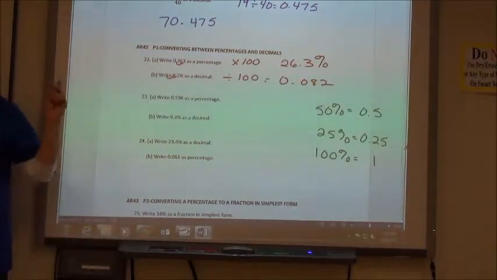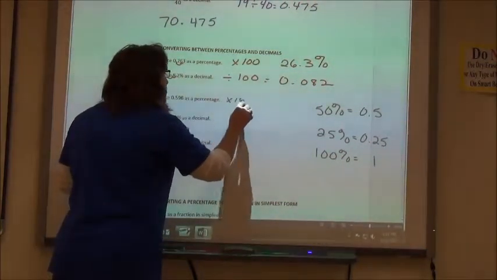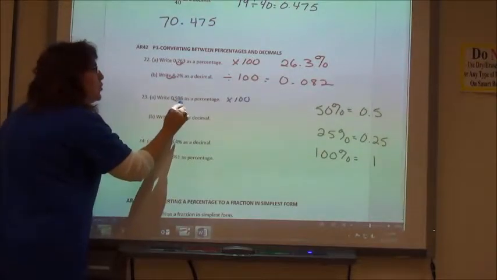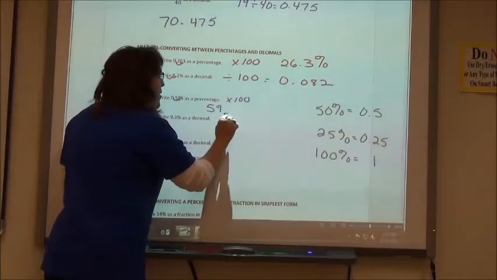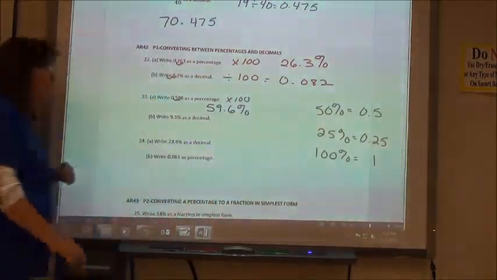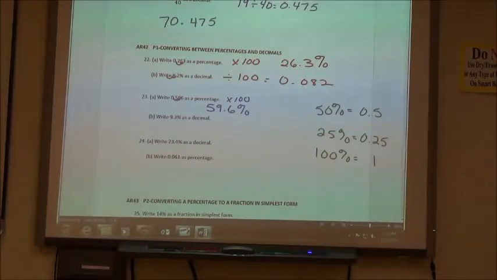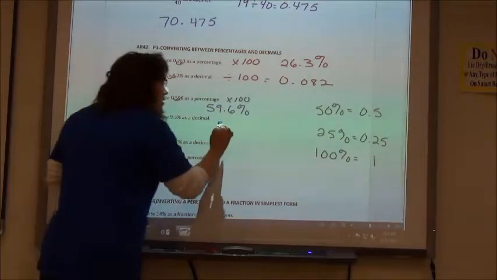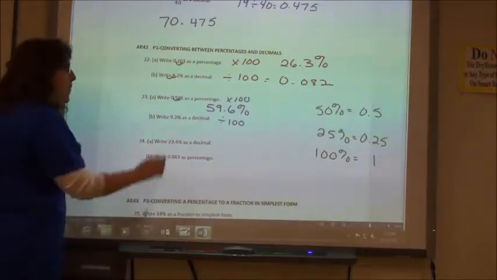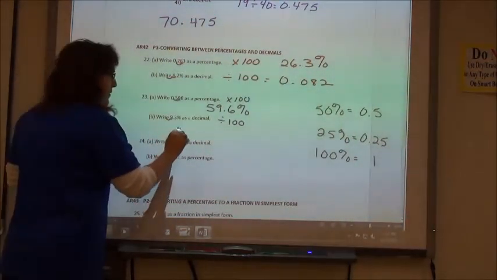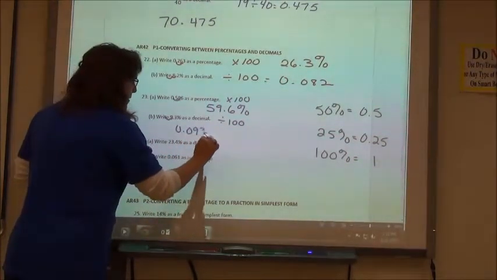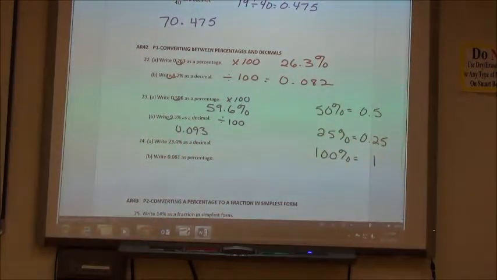0.596 as a percent. I'm going to multiply it by 100, which moves my decimal 2 places, and what am I going to get? 59.6%. Right. 0.93 as a decimal. I'm going to divide by 100, which moves my decimal back 2 places. And so I'm going to get 0.093. It's still correct if you leave the 0 off. It'll just tell you that it should probably be there.